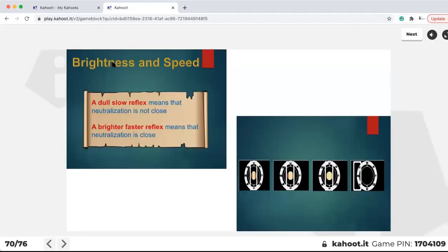So we mentioned that the brightness and the speed of the reflex is what will make us believe that we reached the neutralization point. So when a reflex is becoming wider and brighter and faster, this means that we are approaching the neutral point.